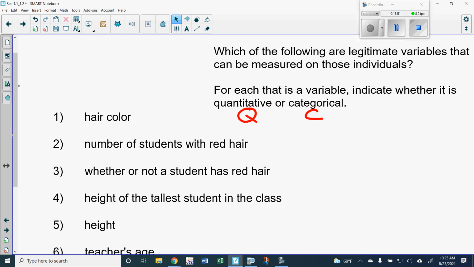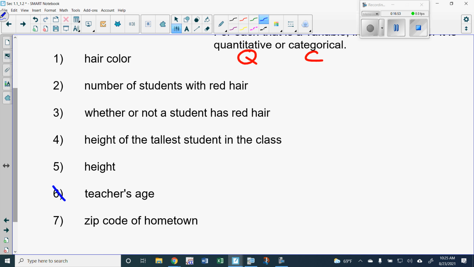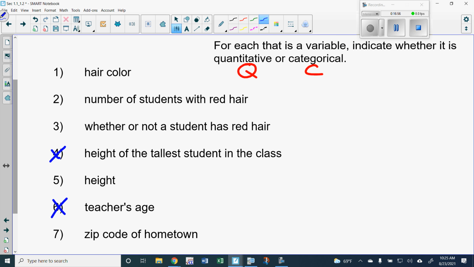What about 2? The number of students with red hair. Now that's different, okay? If it was whether or not a student has red hair, so we could say, do you have red hair? Yes or no, yes or no. But if I said, how many students in this class have red hair? I don't know, 3. How many have red hair? 3. That doesn't change, does it? It's the same, so that also is not a variable because it doesn't change.